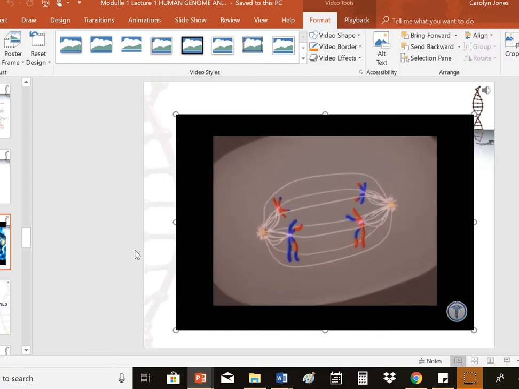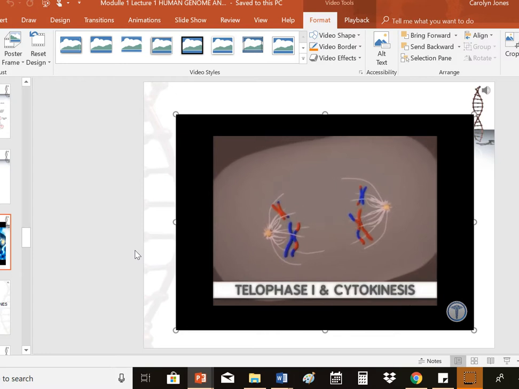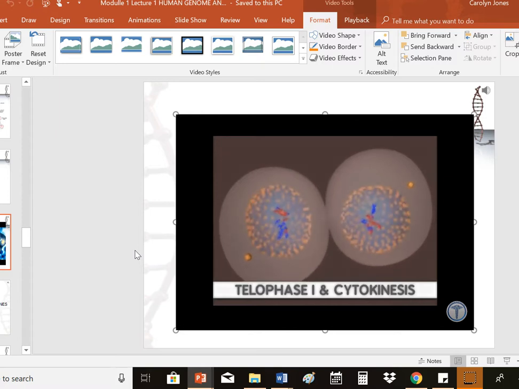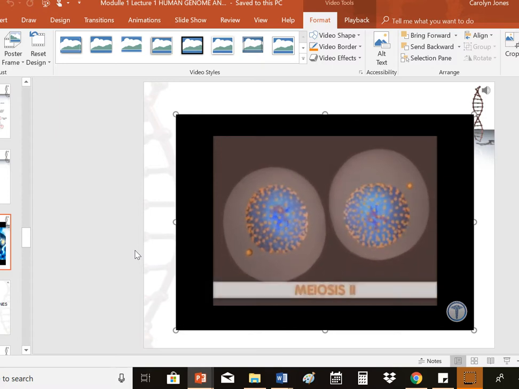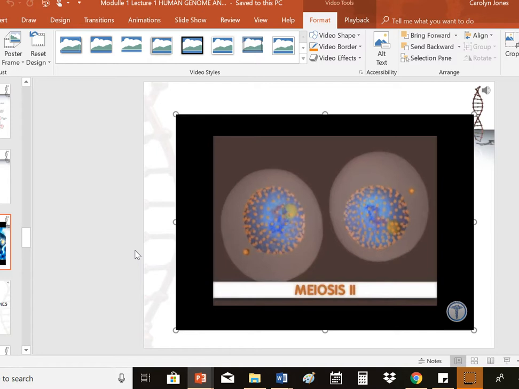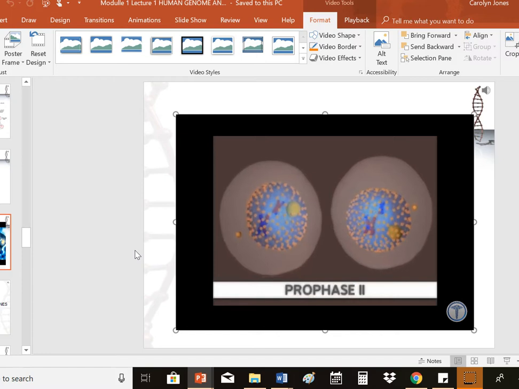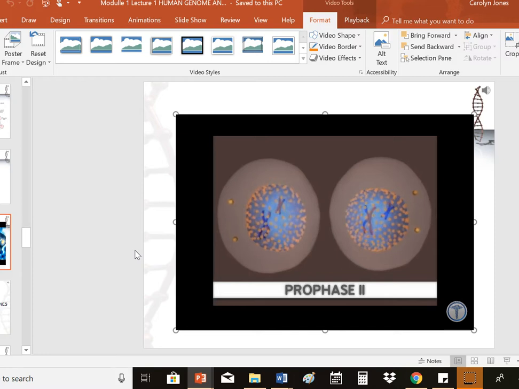The final steps of meiosis 1 are telophase 1 and cytokinesis. Here, the cell divides into two daughter cells. Each of these two cells now undergo meiosis 2. Meiosis 2 is similar to mitosis. The first stage of meiosis 2 is prophase 2. Again, chromosomes condense, the nuclear envelope breaks down, and the spindle apparatus forms.